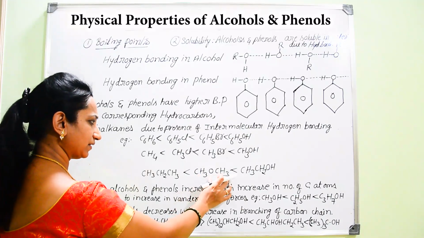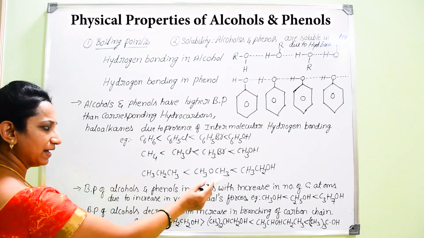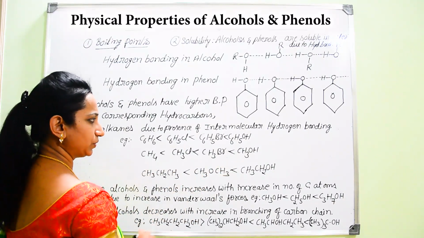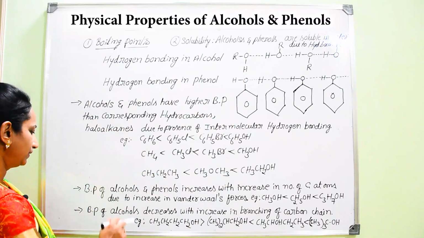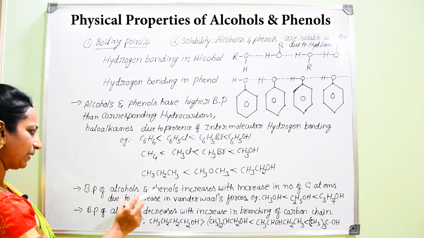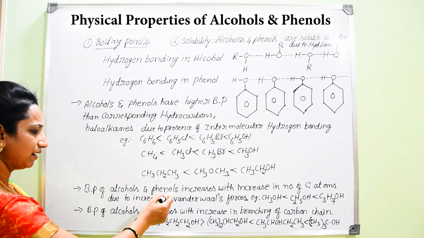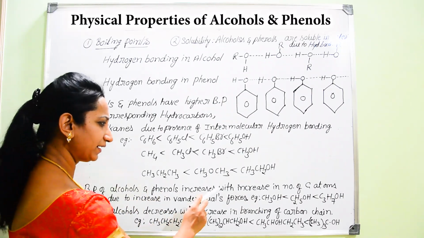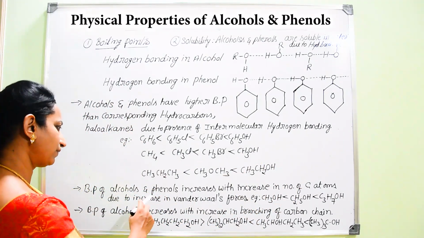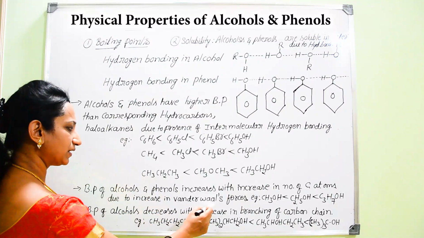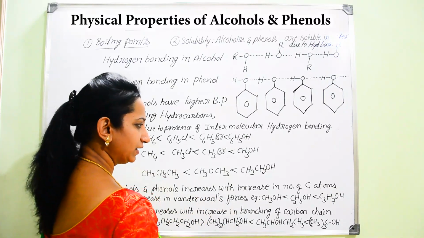So you should know the reason for this, why alcohols have a higher boiling point when compared to hydrocarbons and ethers. It is again due to the presence of intermolecular hydrogen bonding. And if you come to boiling points of different alcohols, or even if you consider phenols, they increase with the increase in the number of carbon atoms. If you increase the number of carbon atoms, there will be a much greater increase in the van der Waals forces of attraction. Hence, there will be a gradual increase in the boiling points.